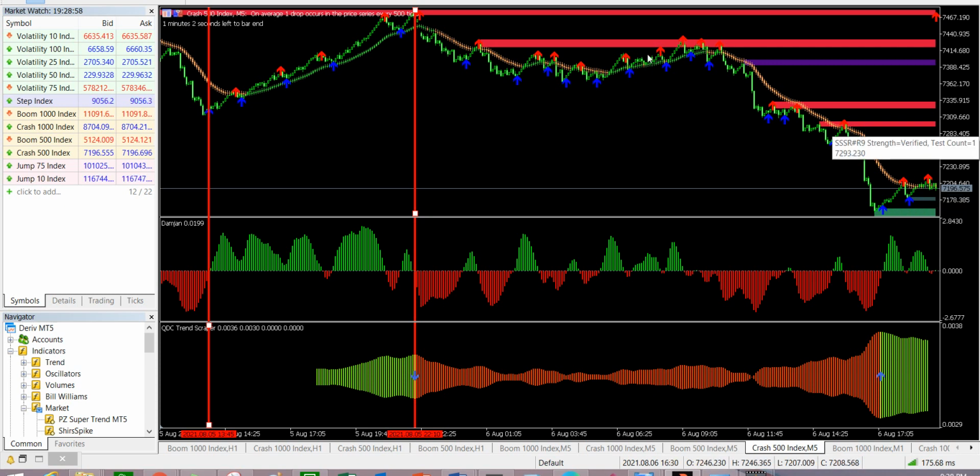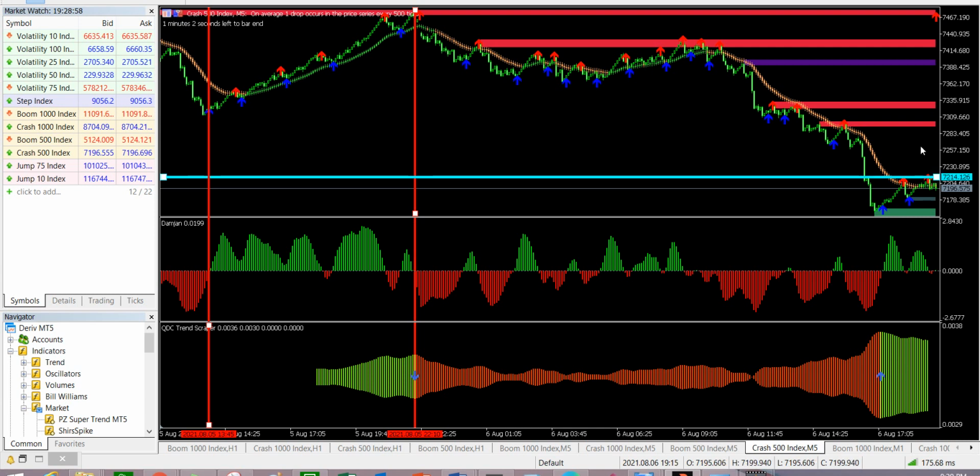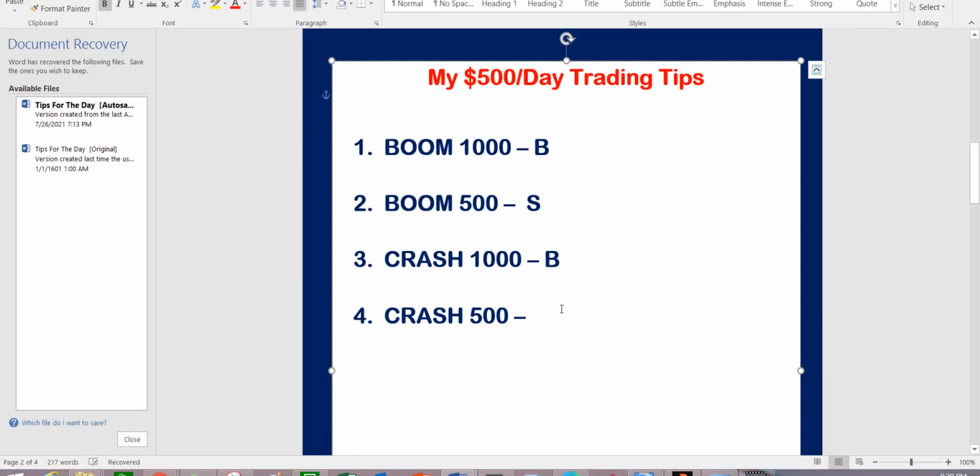So I will advise you to wait for it to break out. Wait for the breakout right here before you jump into the trade. So once it breaks out, then you can go into the trade. So that is what we need to do. It is going to be a buy.